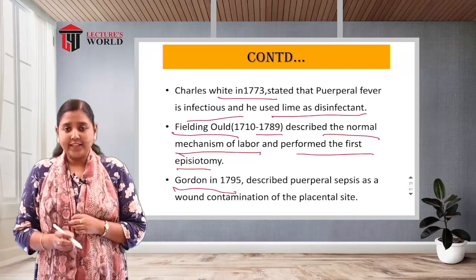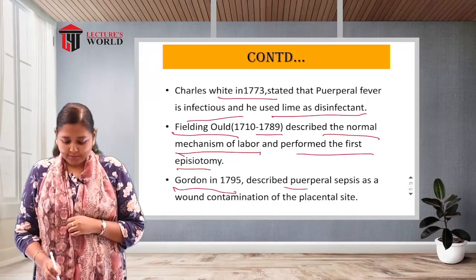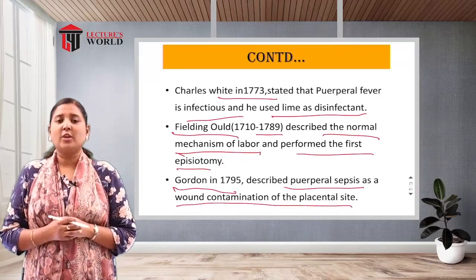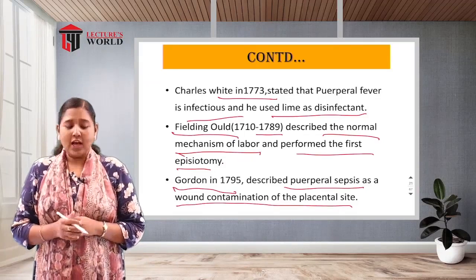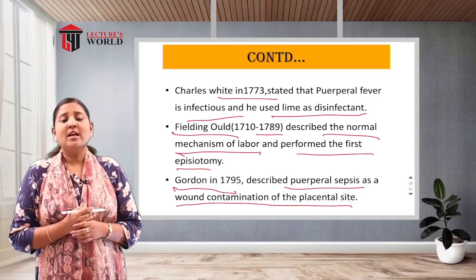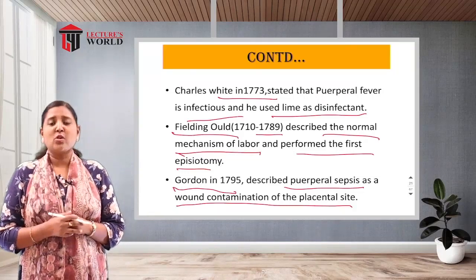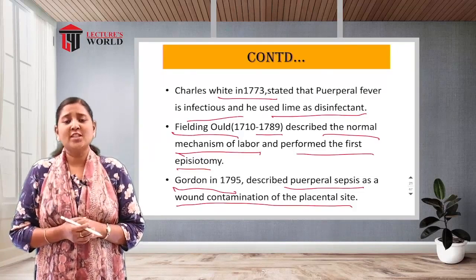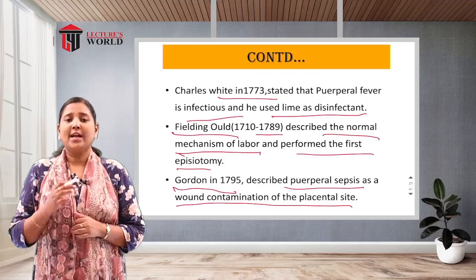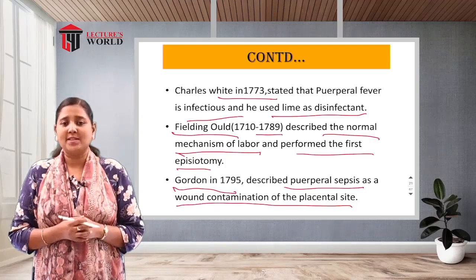And Gordon in 1795 described puerperal sepsis, caused by wound contamination on the placental site. So already we know Charles White has been talking about puerperal fever, and puerperal sepsis is also caused by wound contamination. Where is the wound? Actually inside the uterus, where the placenta is attached. We call that area the placental site.